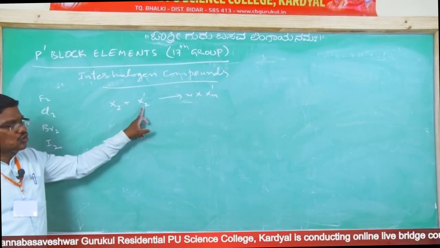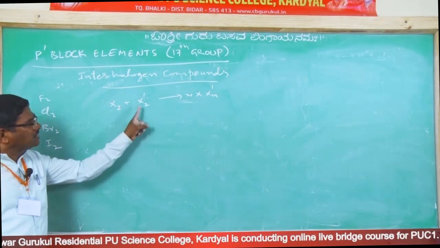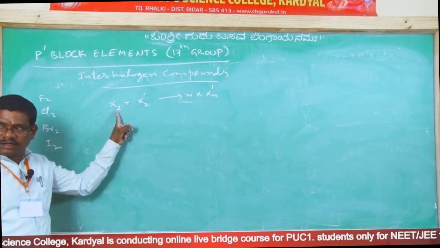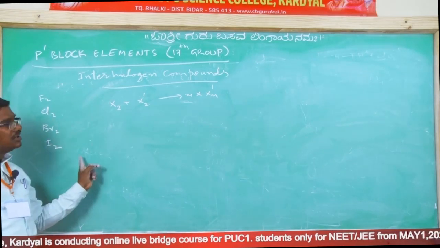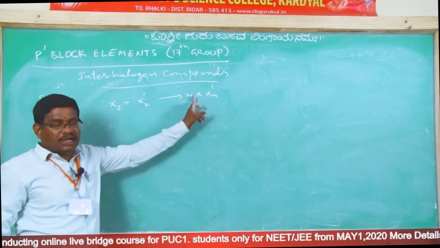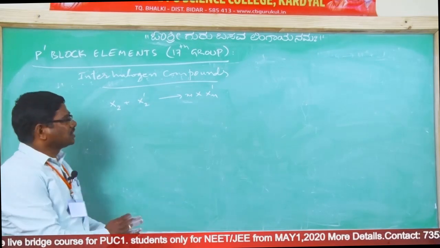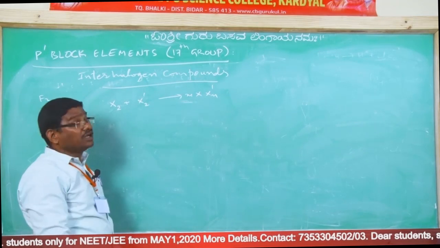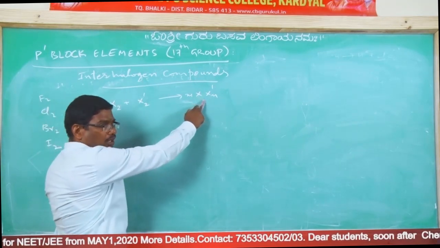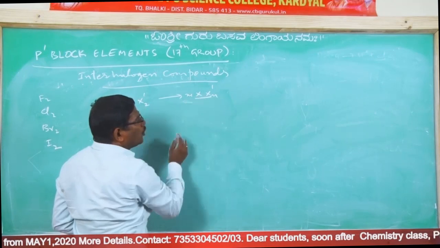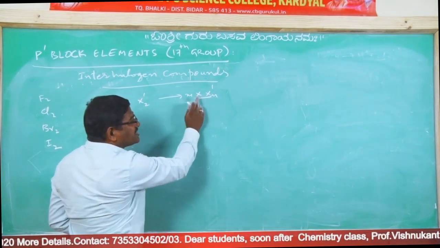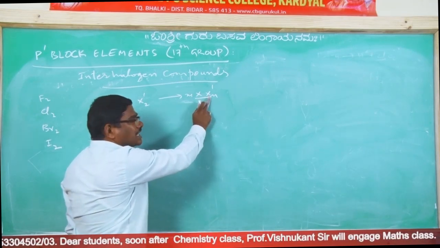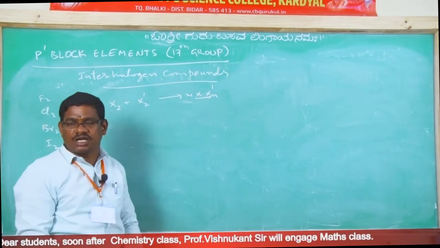When X2 reacts with X dash 2, here the 2 is the atomicity. Here also atomicity, because they are diatomic. Thus m and n are going to decide the formulas. Clear? X X dash is an interhalide, that is an interhalogen compound. In an interhalogen compound, whatever X is there must be larger in atomic size, and X dash must be smaller in atomic size. Concept clear?